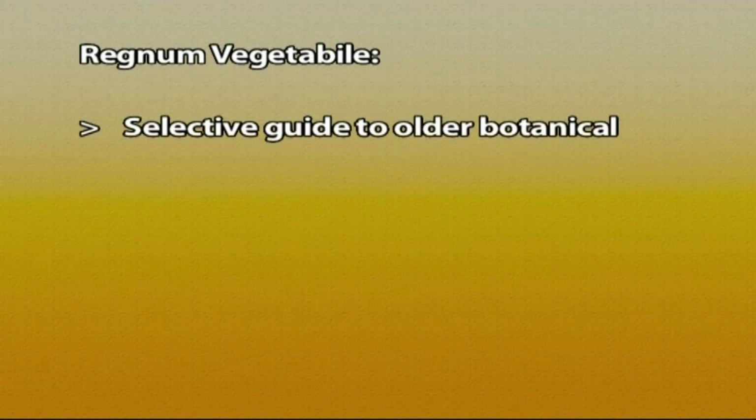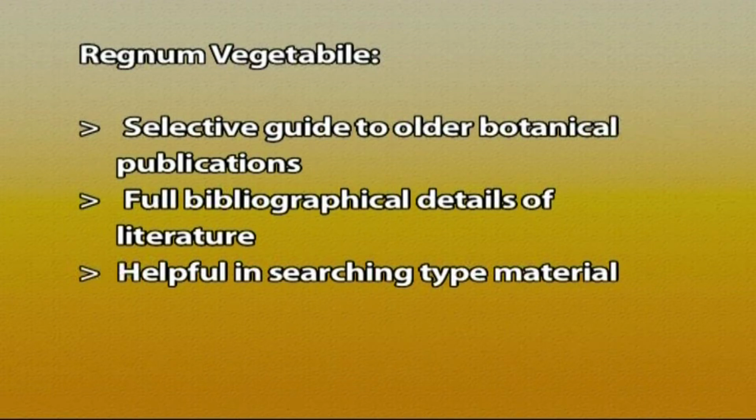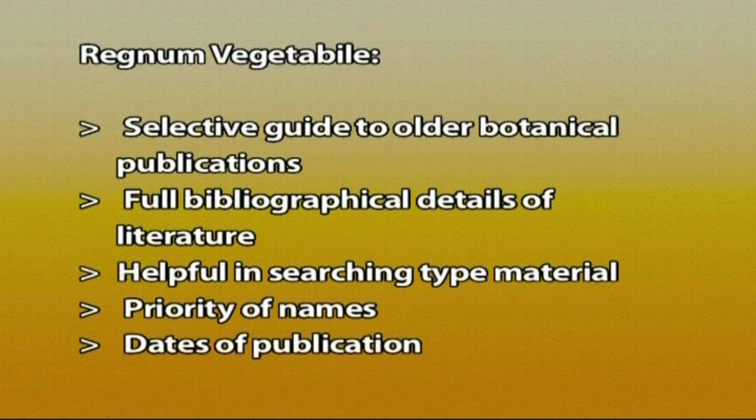The second bibliographic aid is by the name of Fragmenta Vegetabile. It is a selective guide to older classical botanical publications. It covers full bibliographic details of literature that is helpful in searching the type material, priority of names and dates of publication. It also includes concise bibliographies on the lives and works of important plant taxonomists. It was originally published in the year 1967 by Stafleu. It is under constant revision with 3 supplements of the enlarged second edition published between the years 1992 to 97.